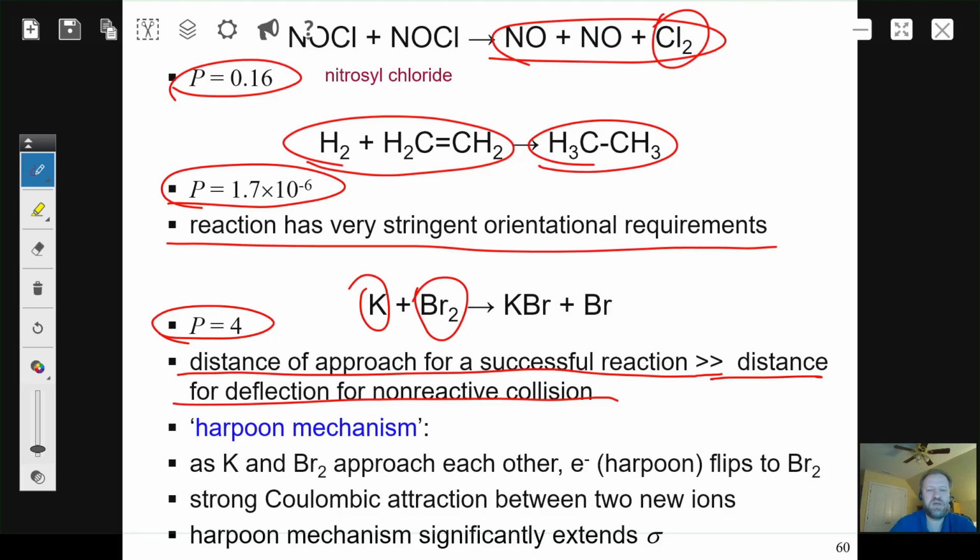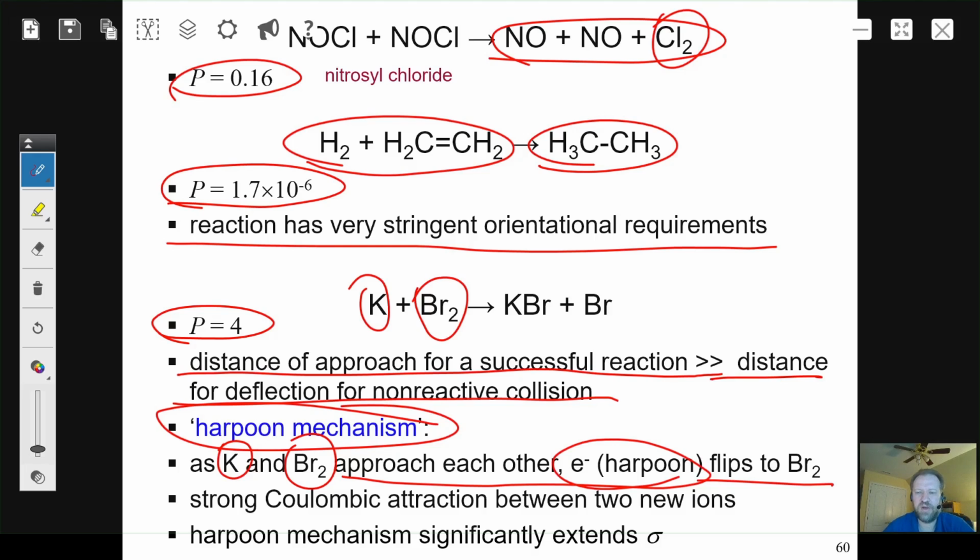Now, in this case, the mechanism is likely due to the so-called harpoon mechanism, as the two reactant species, potassium and diatomic bromine, approach each other. The electron, which acts as harpoon, flips. That's the s electron on the outer shell from potassium, which we know is barely tied up to the nucleus.